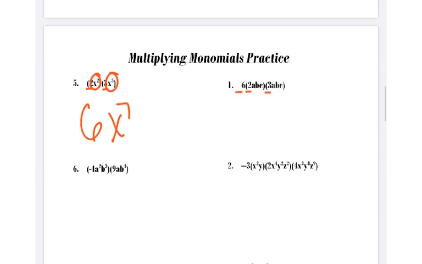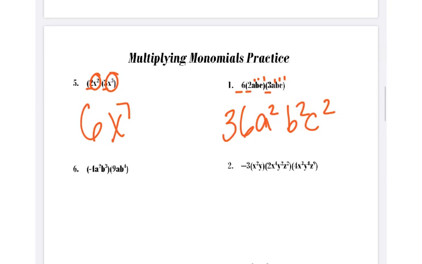Multiply all of those big numbers. 6 times 2 is 12. Times 3 is 36. Count your letters. There's an A here and an A here, so that makes A to the second. There's a B and another B, that makes B to the second. There's a C and another C, so that makes C to the second.